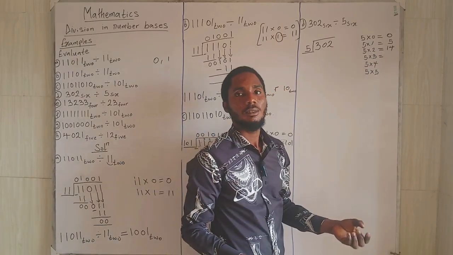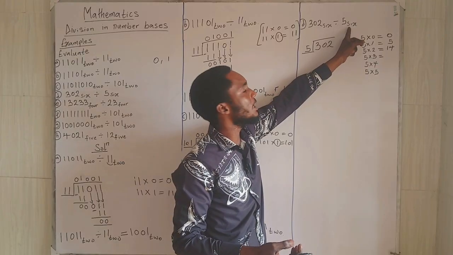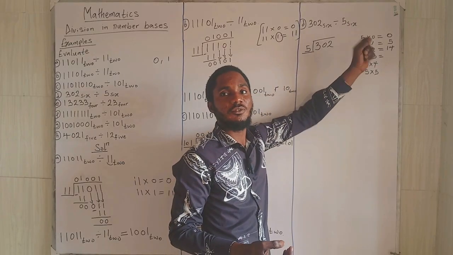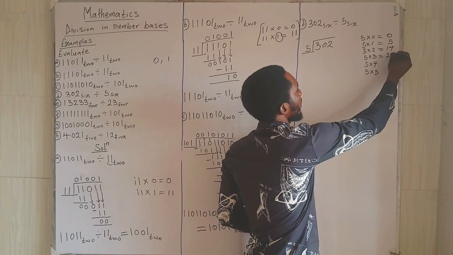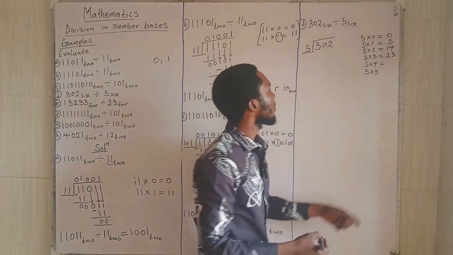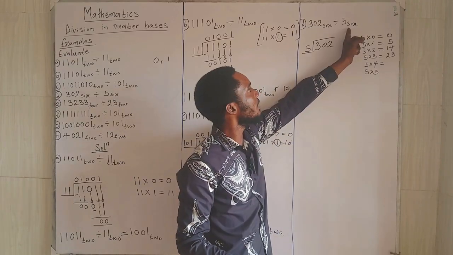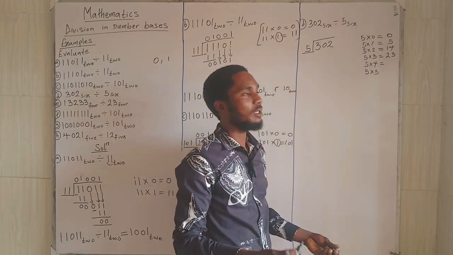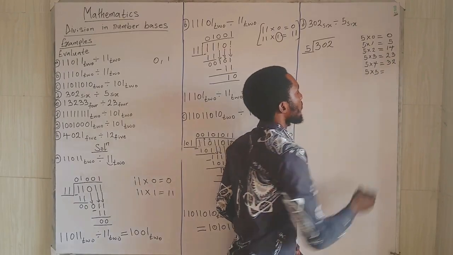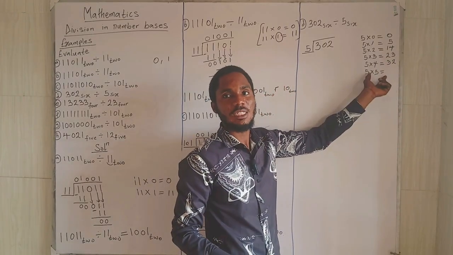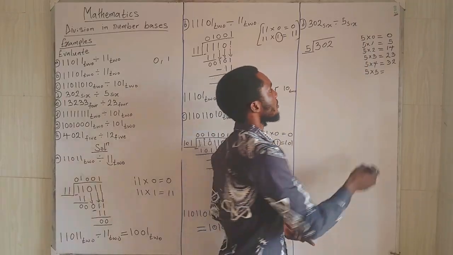5 times 3, that is 15, and it is greater than what? Greater than our base. 15 divided by 6, that is 2, remainder 3. 5 times 4, that is 20. 20 divided by 6, we have 3, remainder 2. 5 times 5, 25. Divided by 6, that is 4, remainder 1.